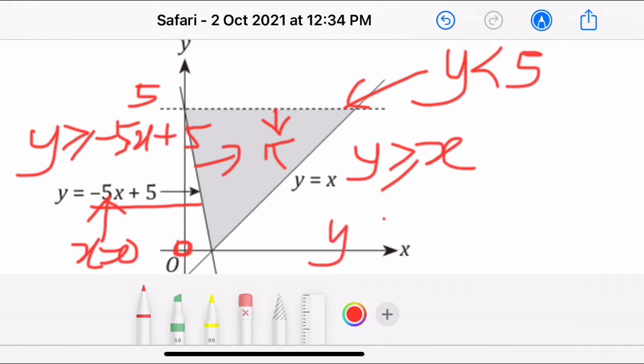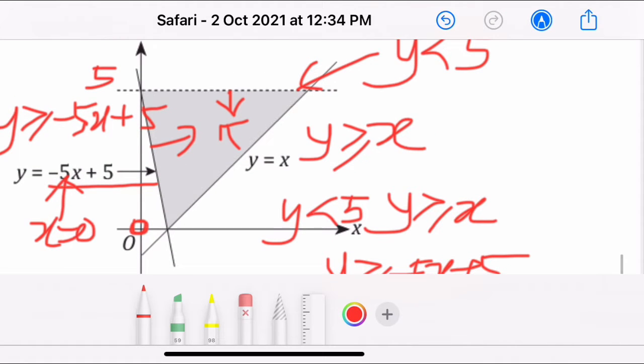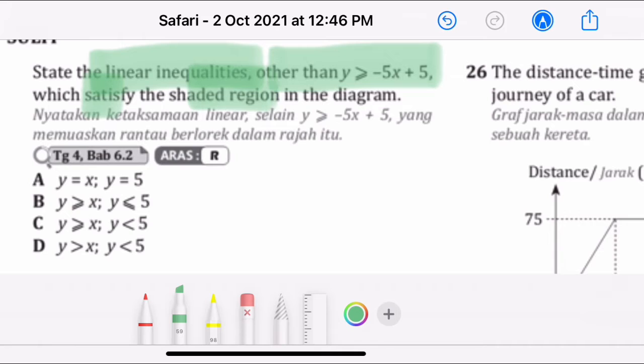Y less than 5. Y greater than x. And then y more than or equal to negative 5x plus 5, right? So the answer should state the linear inequalities other than this one. We specify the shaded region just now. So the answer will be this one: y more than or equal to x, y less than 5.